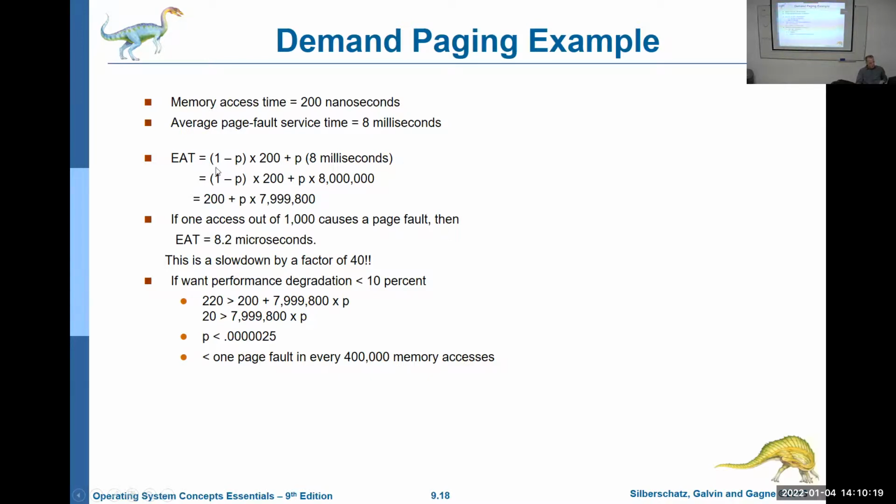That's the whole equation. Now we're going to rewrite that equation. We're going to say, well, let's put everything in nanoseconds because we have different frames of reference, different measures. One is milliseconds and one is nanoseconds. So 8 milliseconds is equal to 8 million nanoseconds. This is 200 nanoseconds. This is a lot of nanoseconds. This is 8 million nanoseconds, right?